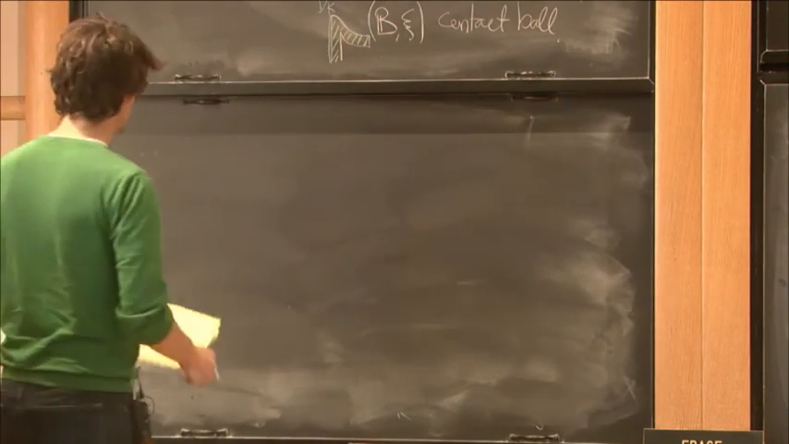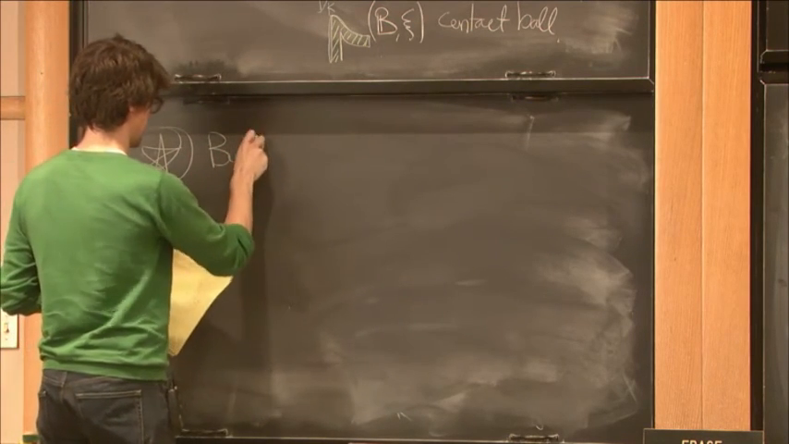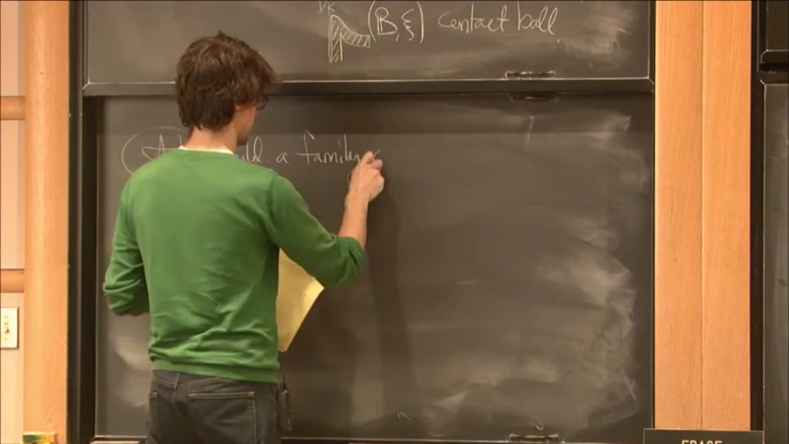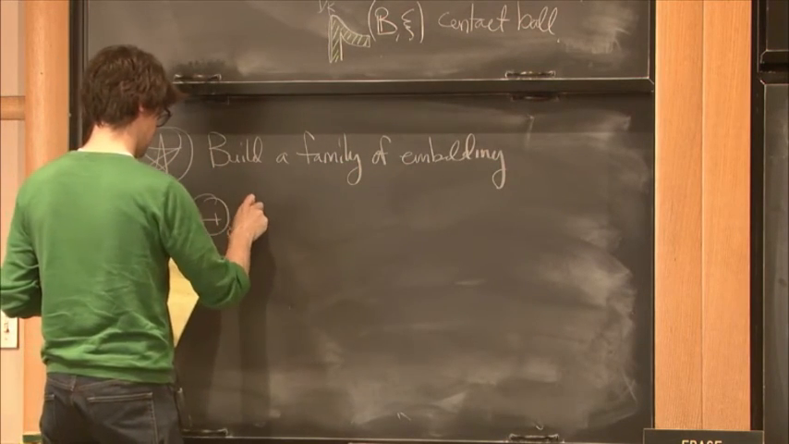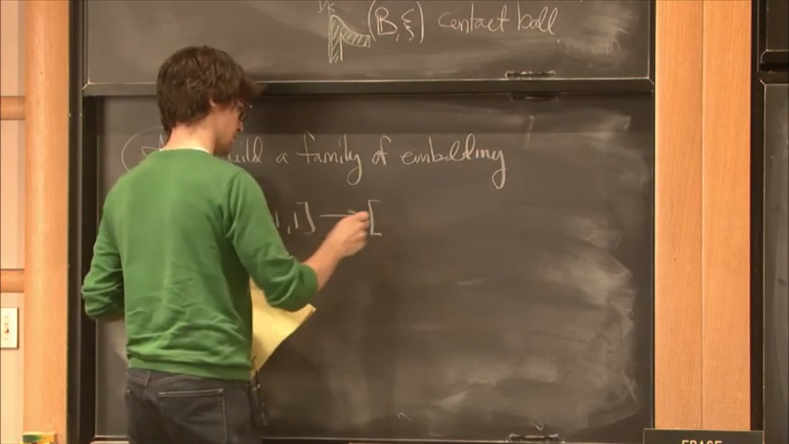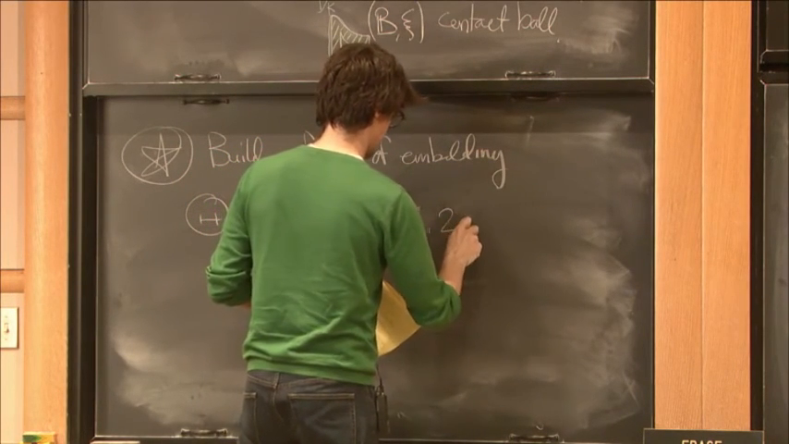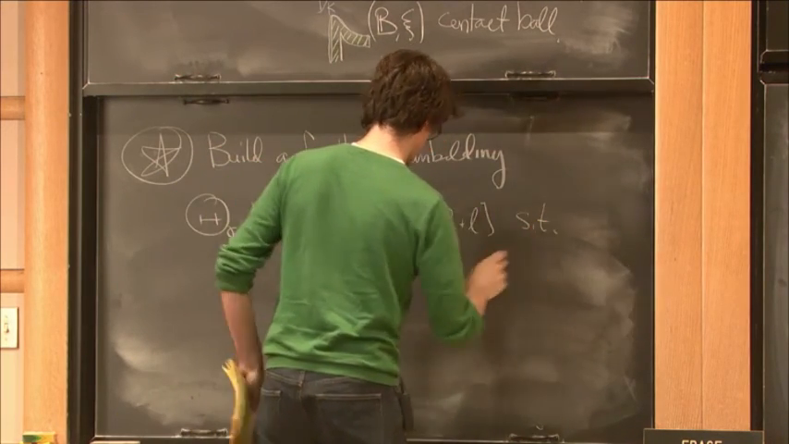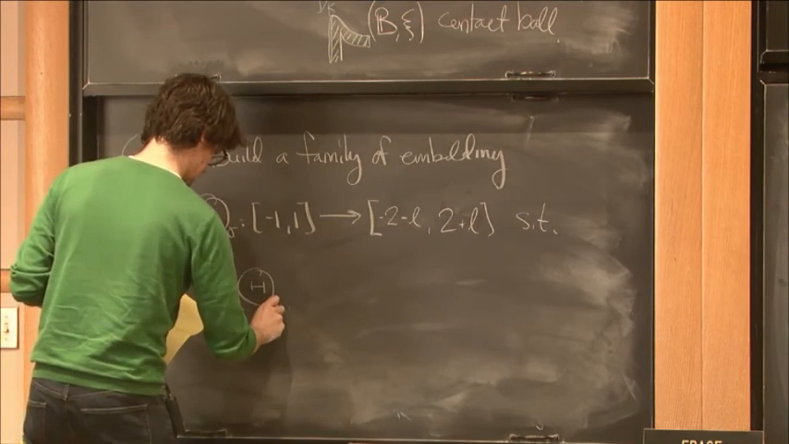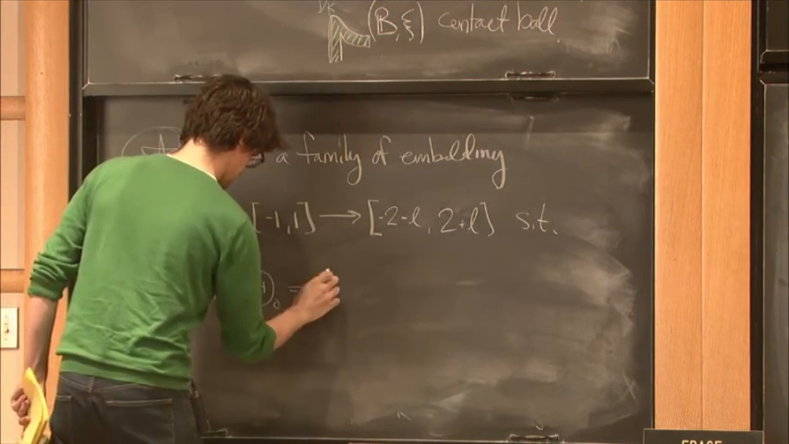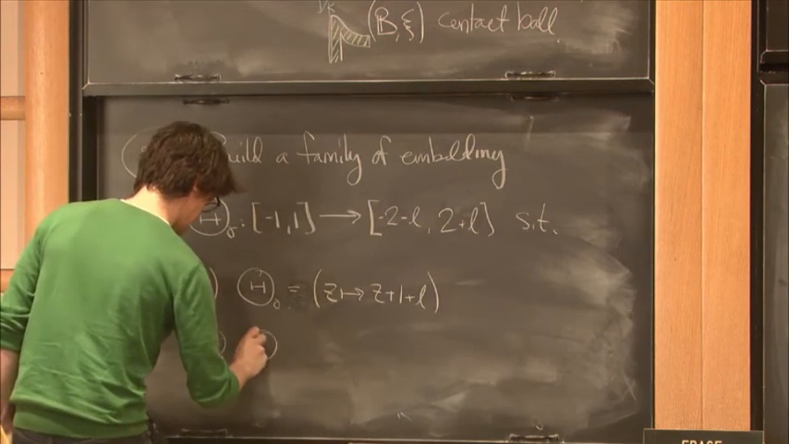Okay, so here's the big thing that's very easy to do in dimension 3. Build a family of embeddings from negative 1, 1 to negative 2 minus L, L plus 2 plus L, such that 1, it starts off as just translation, so it's just the map Z maps to Z plus 1 plus L, it's always this translation map.